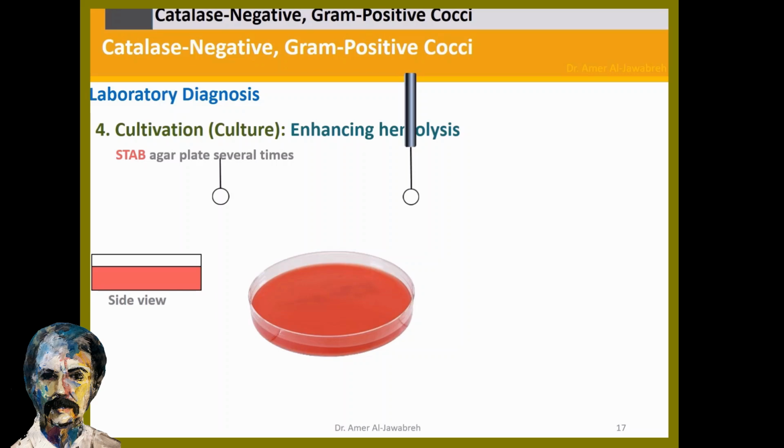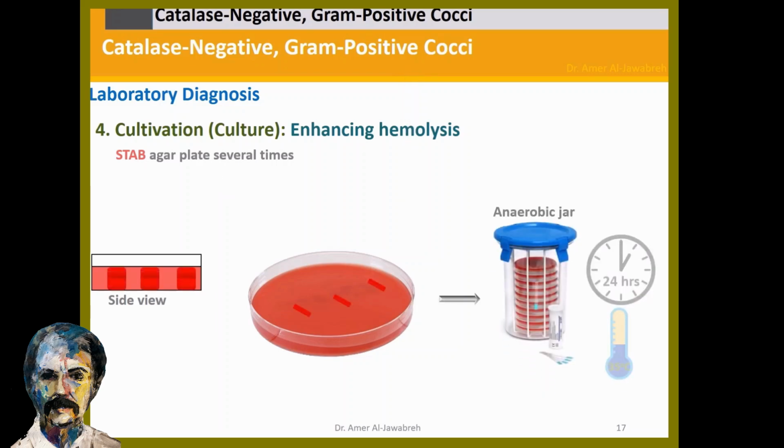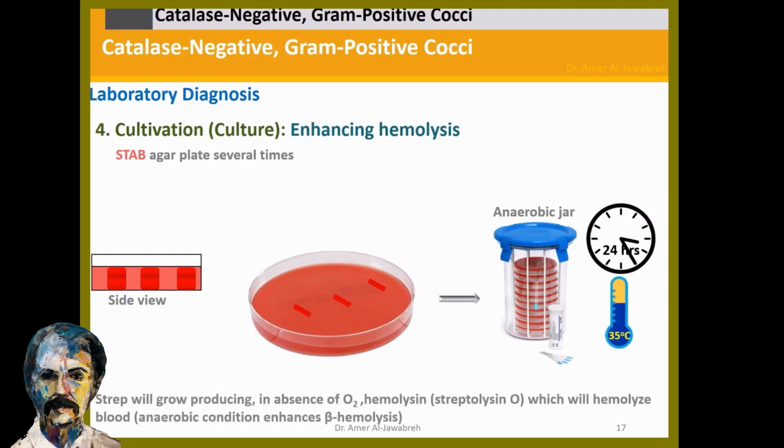Much better to continue also incubation in an anaerobic jar. If you don't have it, a CO2 jar will do. If you don't have either, then aerobic, but you shouldn't expect very nice results. And if you are a lab, at least you should have this jar for capnophilic condition. 24 hours. So strep will grow, producing, in the absence of oxygen down here, hemolysin, streptolysin O, which will hemolyze the blood. Anaerobic conditions enhance beta hemolysis.